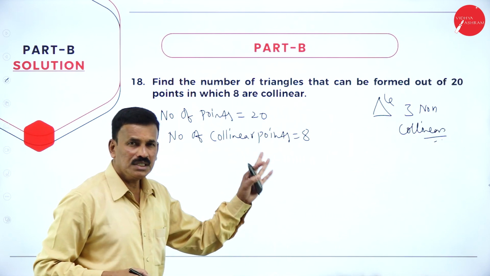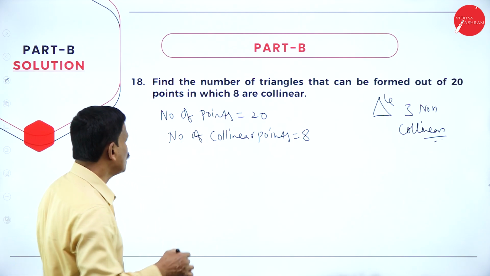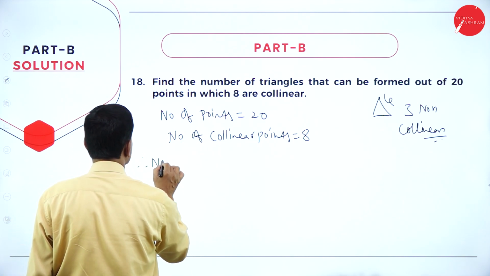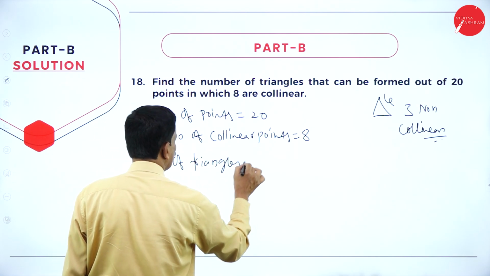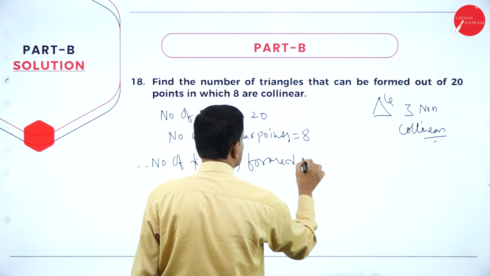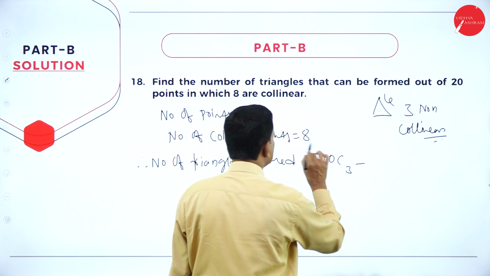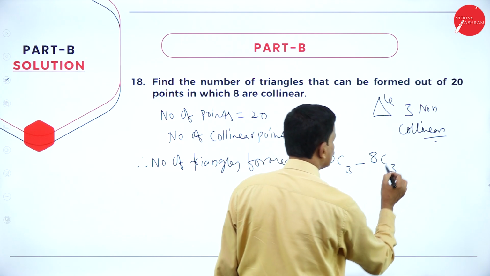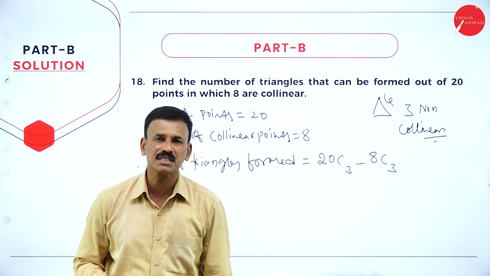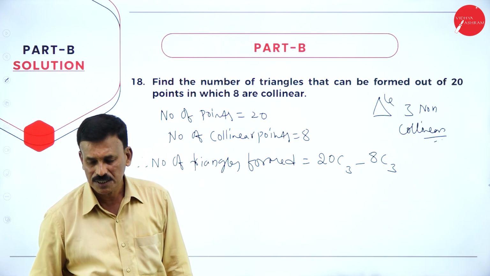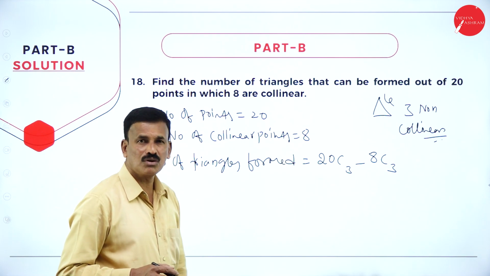So here, what is given? Out of 20 points, 8 are collinear. Therefore the number of triangles formed is equal to 20C3 minus 8C3, subtracting the collinear ones. That is the required answer. Simplify, you'll get the answer. To form a triangle, we require 3 non-collinear points.